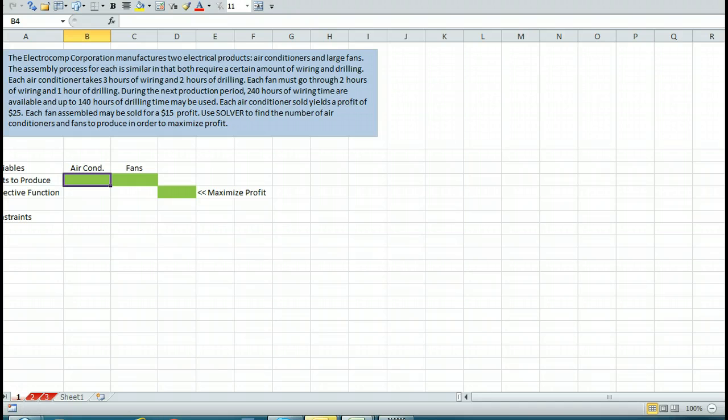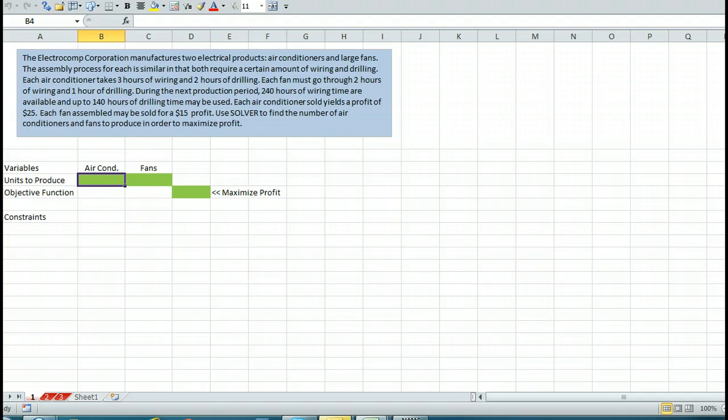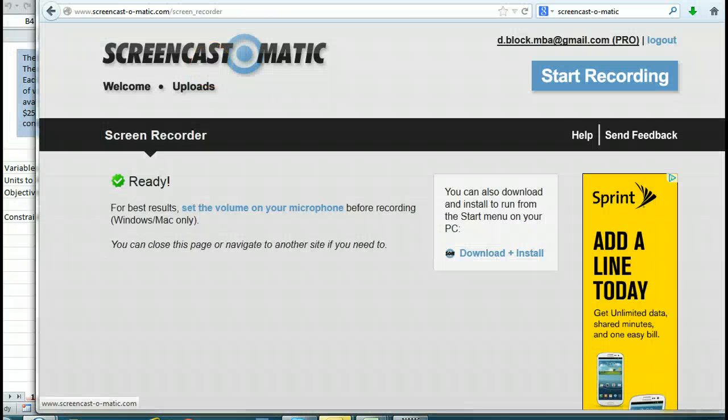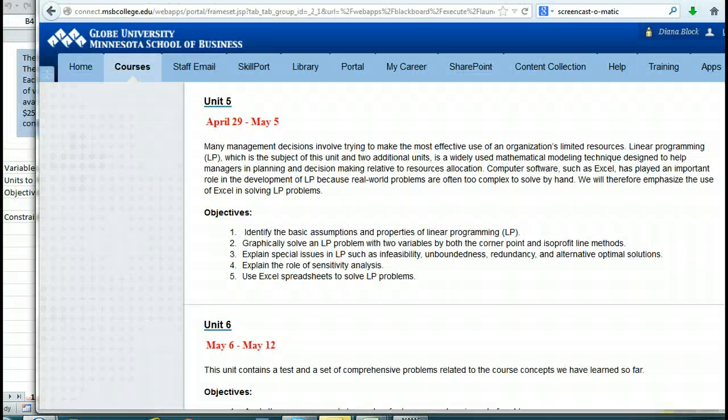And I want to take some time today to talk to you about the Unit 5 assignment. The Unit 5 assignment is located in the course content area. And let's see, where is it? Here you go. Here's your Unit 5 information.